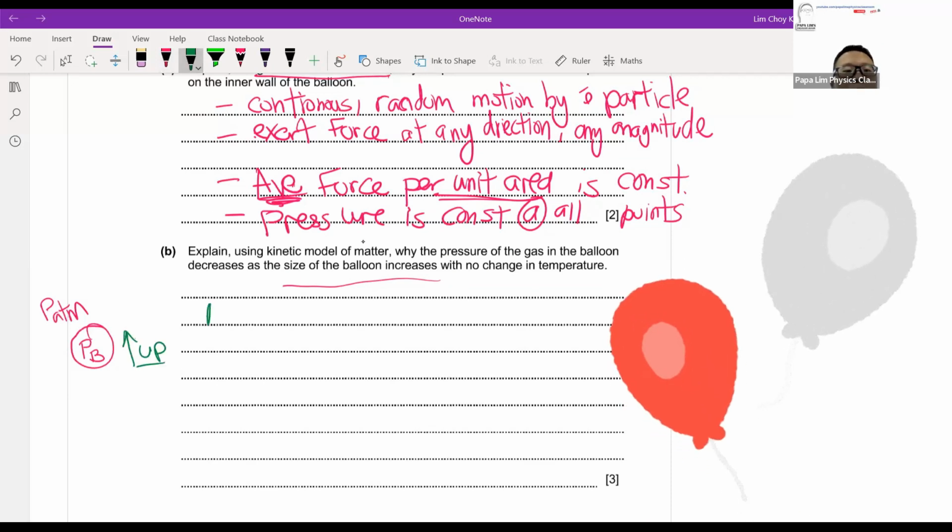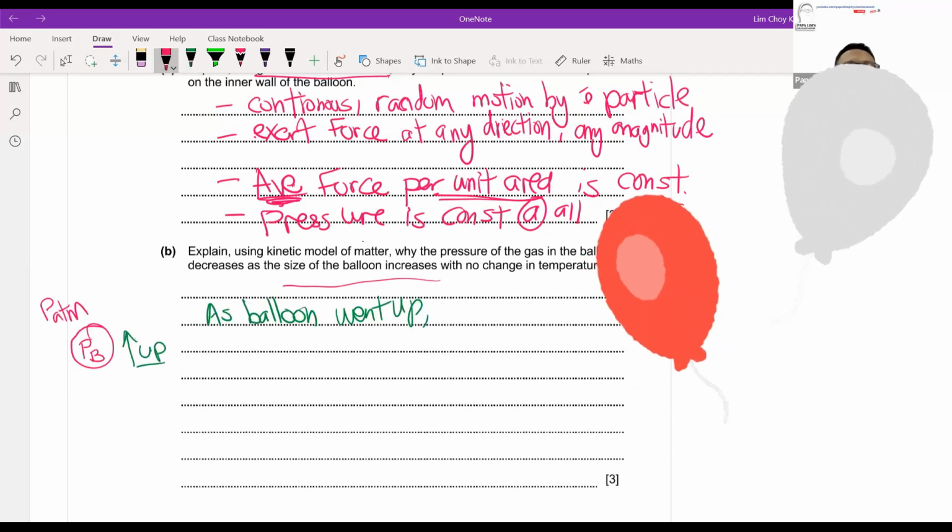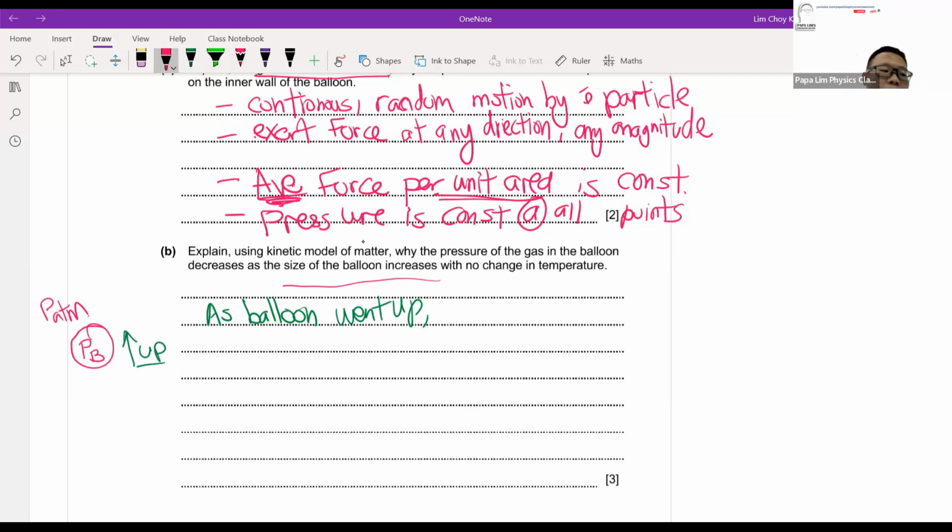So here, as the balloon goes up, you will find that there are fewer air molecules around, and as a result the atmospheric pressure will be decreasing. When it decreases, the balloon pressure is still the same, but the outside pressure has reduced, which means my internal pressure is now higher than the exterior pressure. This is what happens at this part.